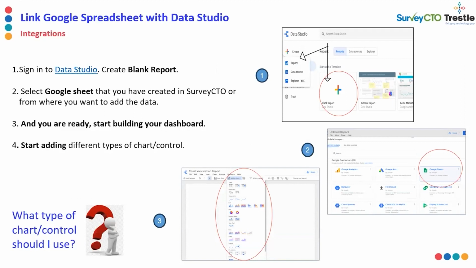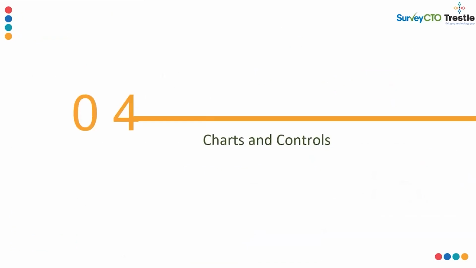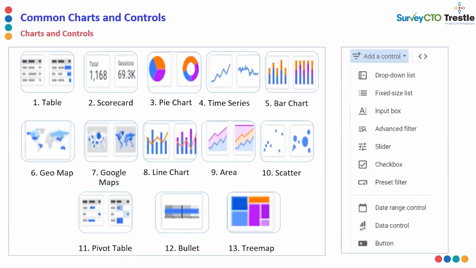Now, once it gets linked, the question also comes up: how to start designing it, what types of different charts and controls are available, right? Because what happens is most of the time, we start using any charts that we like, but we also need to understand the science behind selecting a particular chart. So I will be talking on that, but first let's see what the different charts and controls are that are available.